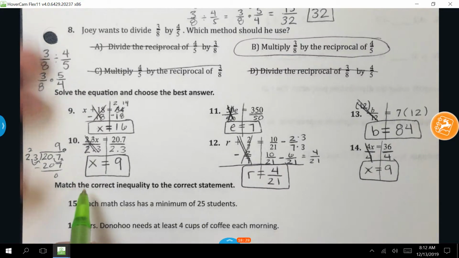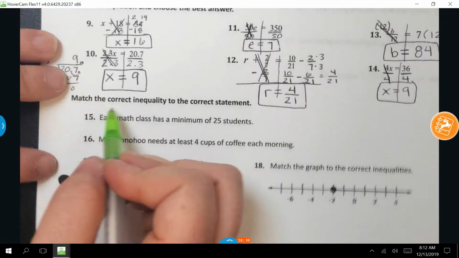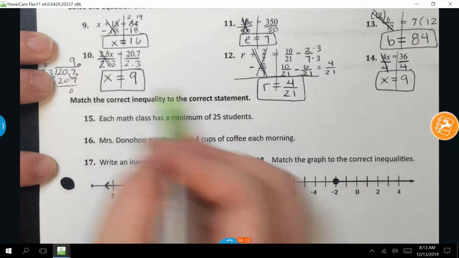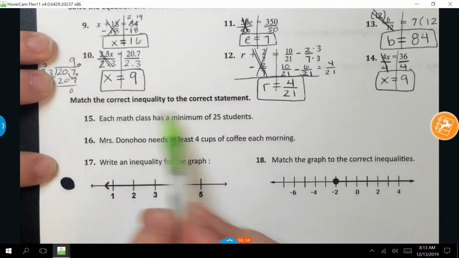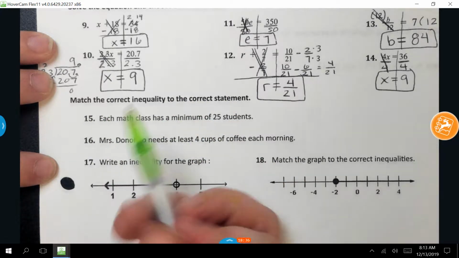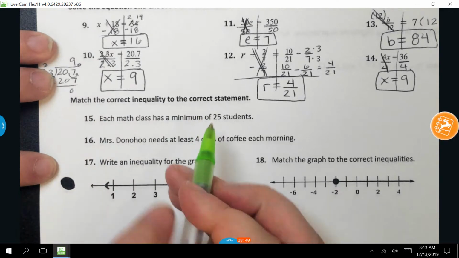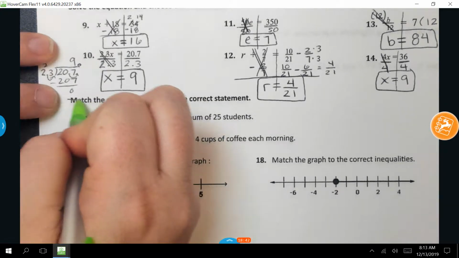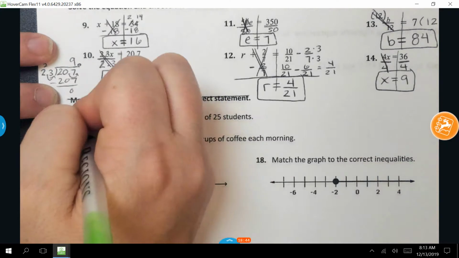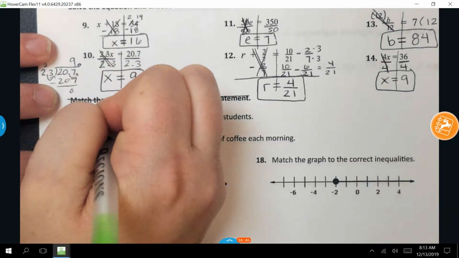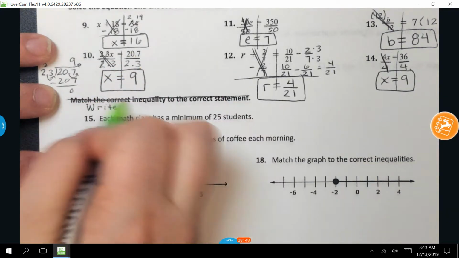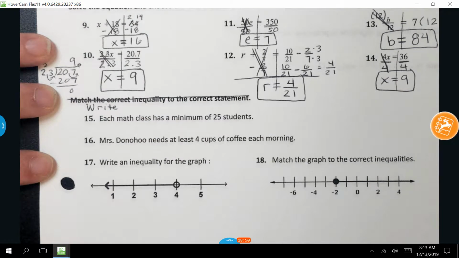Right here it says match the correct inequality to the correct statement. Obviously, guys, we're not matching. Guess what these are the directions from? Your test, because the test is multiple choice. So for the test, you'll have to match the inequality. But for here, we're going to actually write the inequality. I guess I should have just marked that out. Write the inequality with the correct statement.